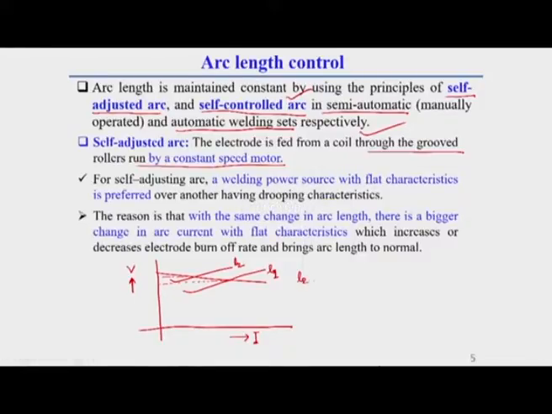Here generally L2 is greater than L1. So, if there is a change of arc length from L2 to L1, there is a drop of voltage. A small change of voltage drop takes place, and if this power source characteristic is flat type, then for a small change of arc length there is a huge change of current. So, here this is your I2, this is your I1.